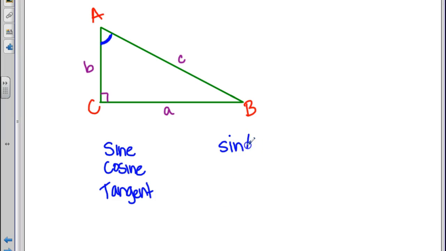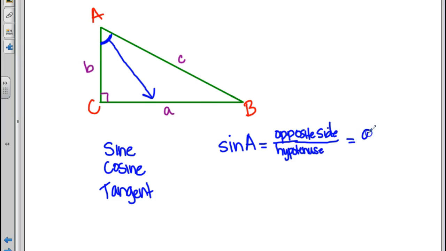All right, so the sine of angle A. The relationship of sine with a triangle: the sine of an angle is the opposite side from that angle divided by the hypotenuse. So opposite side from the angle and then divided by the hypotenuse. So check this out. Opposite side from the angle is side A. Adjacent, of course, would be B. And the hypotenuse is going to be C.